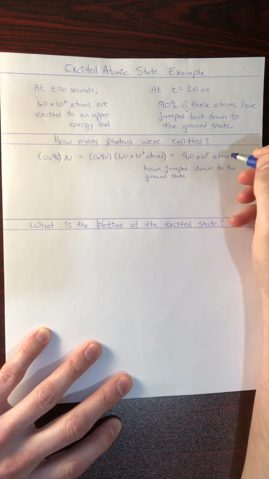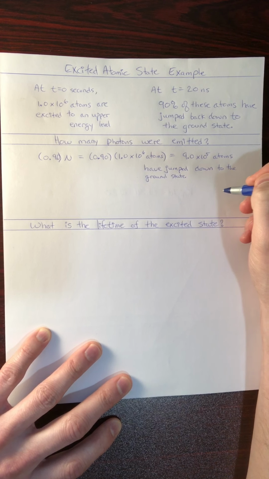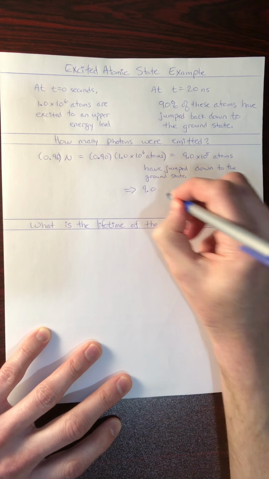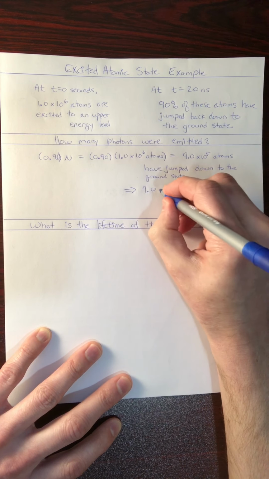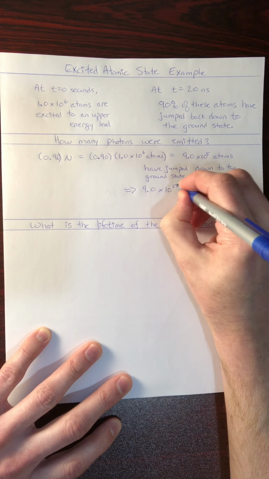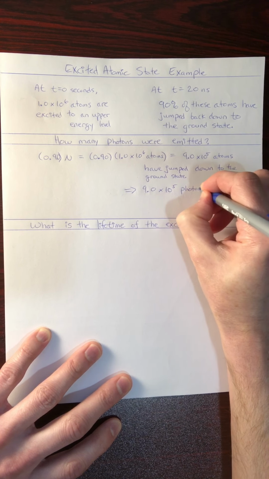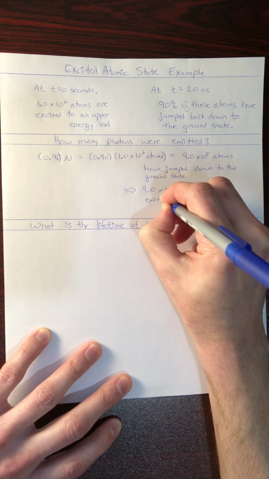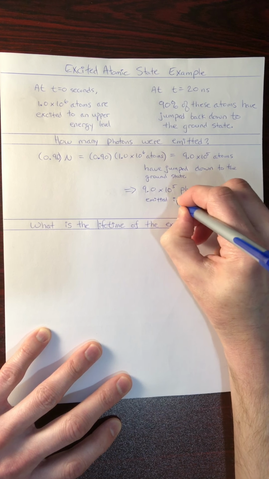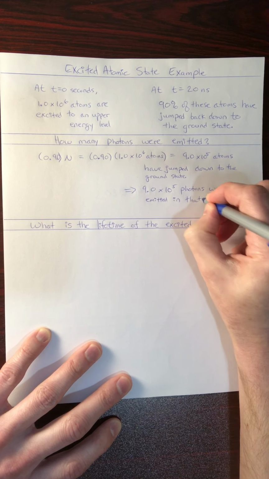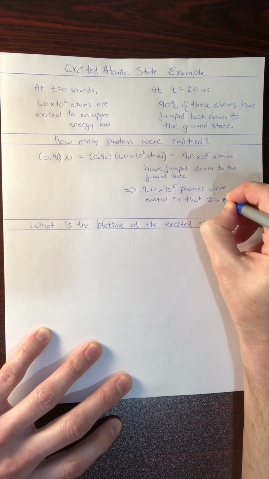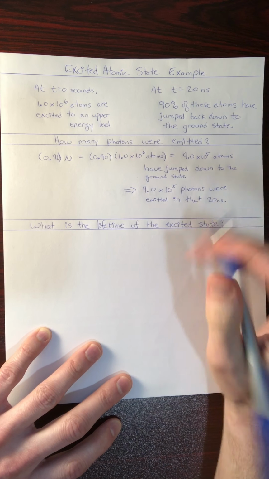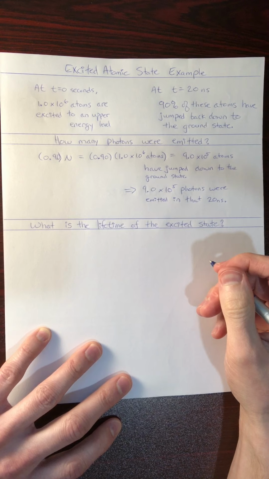Now each one of these atoms that have jumped back down to the ground state have released a photon, so this implies that there's been an equal number of photons released. So 9.0 times 10 to the 5 photons were emitted in that time frame. So in that 20 nanoseconds. Okay. So it all happens pretty quick. We release the photons, 90% are back in the ground state.